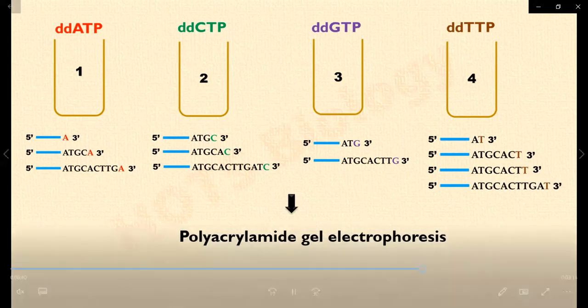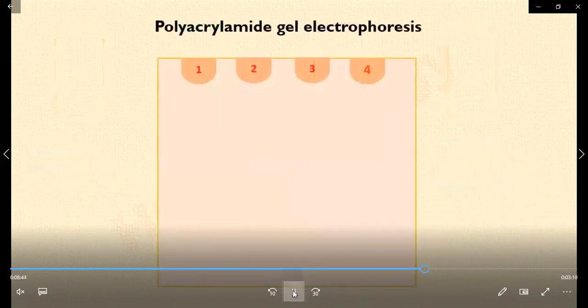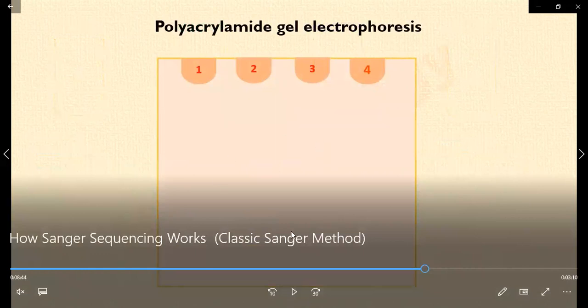Okay. Now the polyacrylamide gel electrophoresis setup is somewhat like this. We have the gel, we have the buffer, we have 4 wells produced for tube 1, tube 2, tube 3, tube 4, and these are going to be 4 lanes, right? Now let's see what happens next.